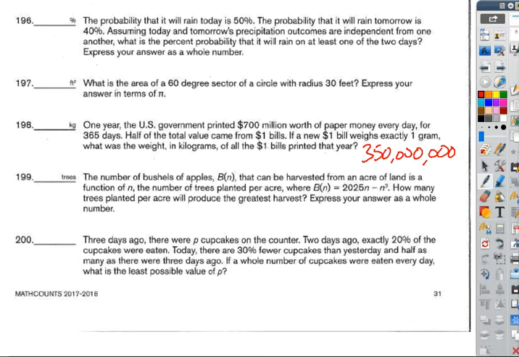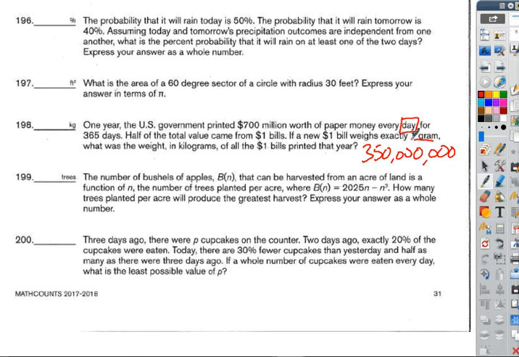That is a lot of money per day. For 365 days, half the total value came in $1 bills. If a new dollar bill is 1 gram, what was the weight in kilograms of all the $1 bills printed? Well, if half of the value is $1 bills, that's 350 million $1 bills per day. That's a lot of bills per day.